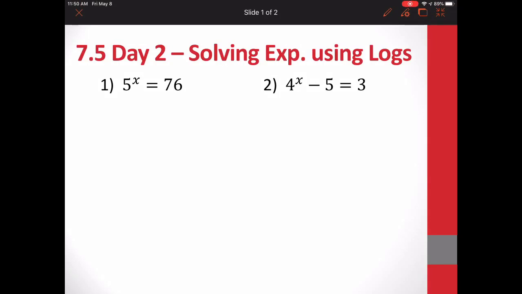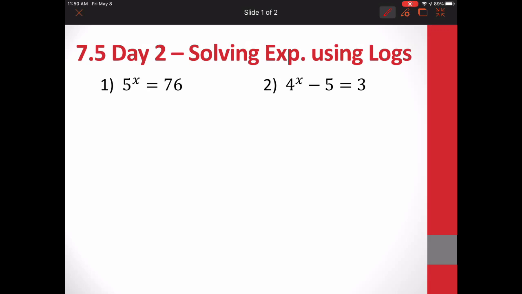Today we are going to continue with our solving, but what's going to happen in most cases here is we're not going to get a base that can be converted. So what I mean is you can't use the same base. If you look over here in number 1, it says 5 to the x equals 76.